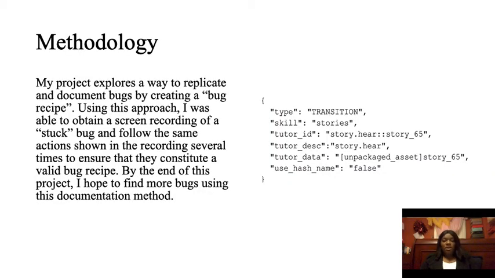The solution to this problem is a bug recipe, which contains a screen recording of the visible behavior leading up to the bug, along with a timestamp and other features that help developers diagnose bugs and debug their application. I will evaluate my approach by the number of bugs I replicate based on the logs. In addition, I will look at the amount of time it took to apply this approach.